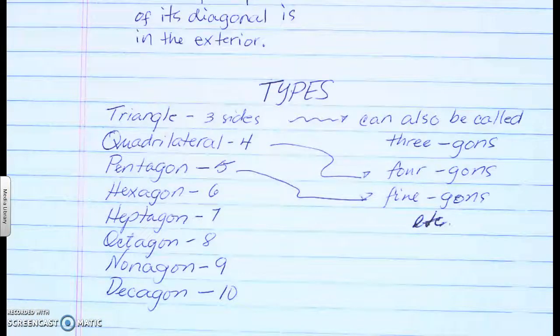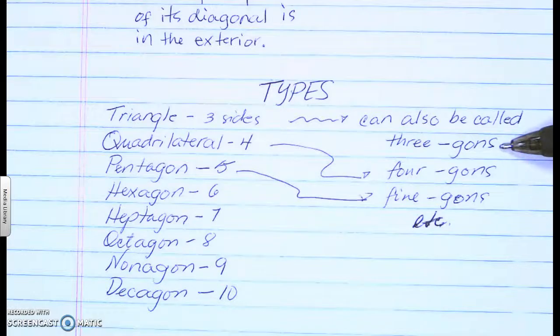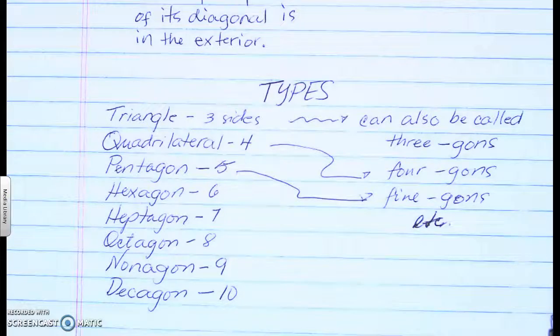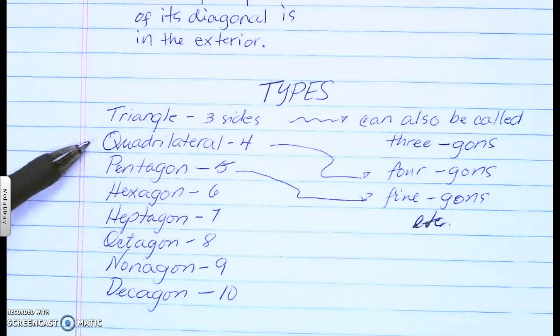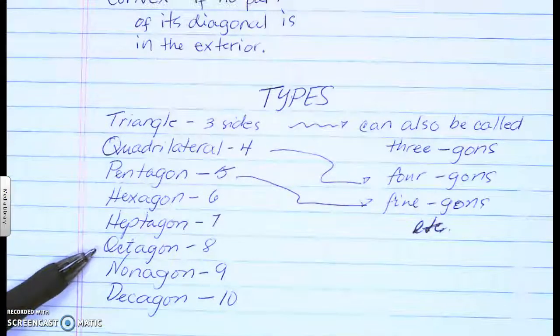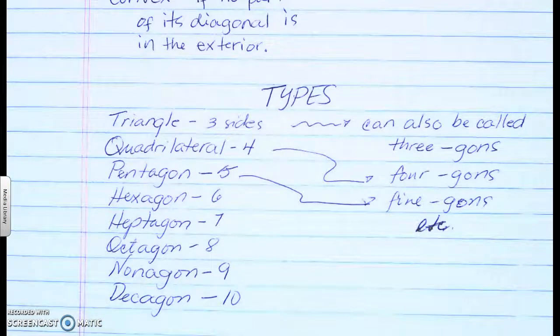Now let's review. The types of polygons start with a triangle, that's the basic, a three-sided polygon. A triangle can also be called three-gons. As you can see, we say the number of sides and then we say gons. That's just the basic way of how to name them, okay? So quadrilateral has four sides, pentagon has five, hexagon has six, heptagon has seven, octagon eight, nonagon nine, decagon 10, and you can do some research on what 11, 12, 13, and some other polygons are called, but I will end our review at this point.